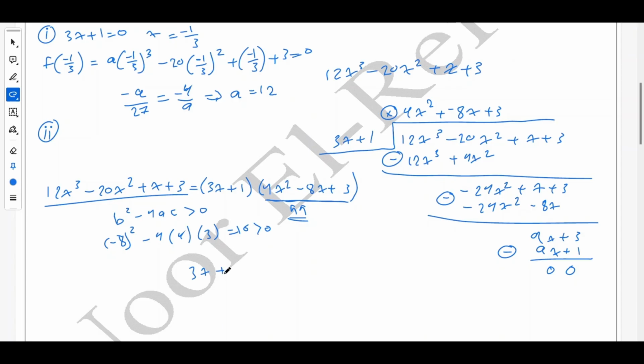3x plus 1, it will be 2x minus 3 minus 1. Let's check: 4x squared plus 3, negative 2x, negative 6x, negative 8x. So I complete the factorization for question number 2 part double. Let's move to question number 3.